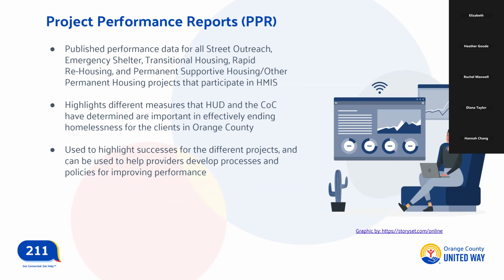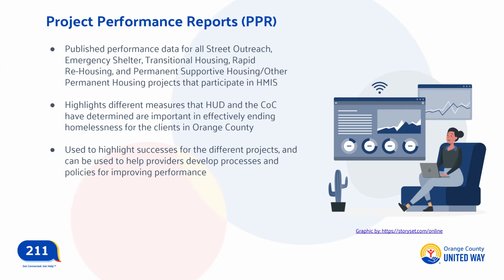Hi everyone. So before we dive into the goals, we'll do a quick overview of what the project performance reports are. We publish performance data for all street outreach, emergency shelter, transitional housing, rapid rehousing, and permanent supportive housing or other permanent housing projects that participate in HMIS. The PPRs highlight different measures that HUD and the CoC have determined are important in effectively ending homelessness for the clients in Orange County. The PPRs are used to highlight successes for the different projects, and they can also be used to help providers develop processes and policies for improving performance.